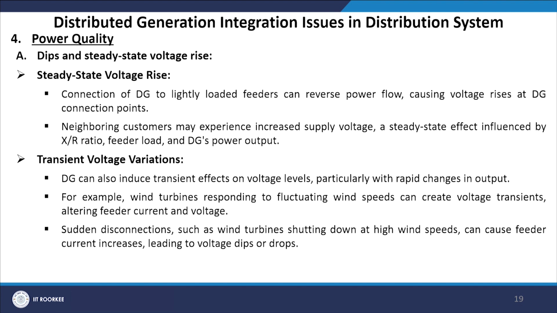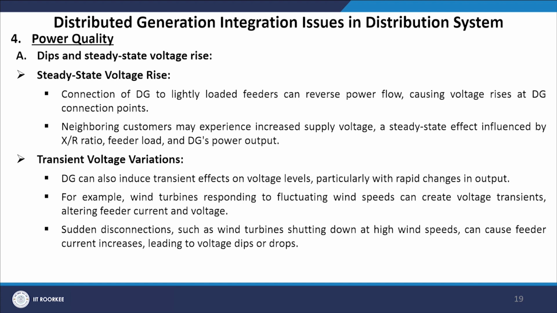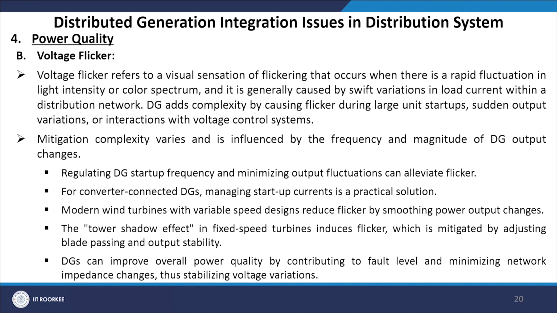Transient voltage variations. DG can also induce transient effects on voltage levels, particularly with rapid changes in the output. For example, a wind turbine responding to fluctuating wind speed can create voltage transients, altering feeder current and voltages. Sudden disconnection, such as a wind turbine shutting down at high wind speed, can cause feeder current increases, leading to voltage dip or drops.